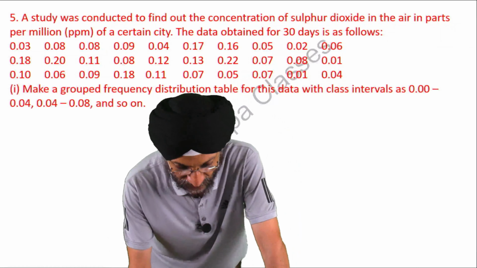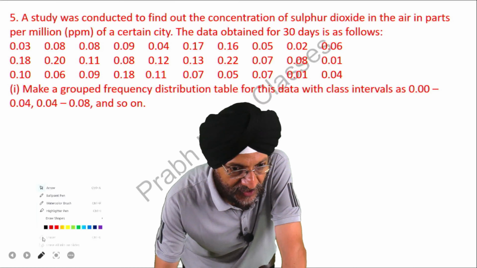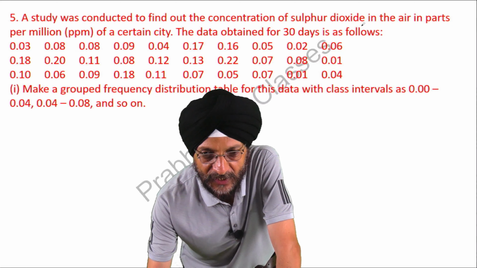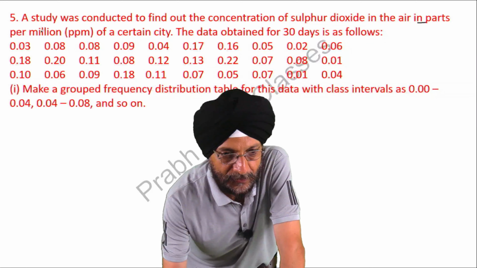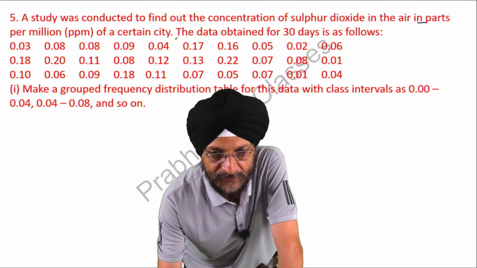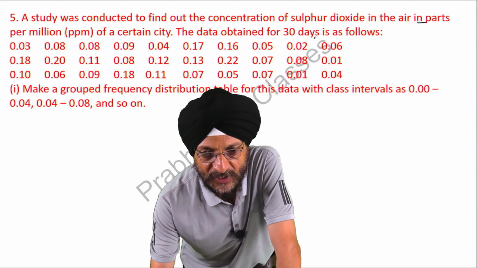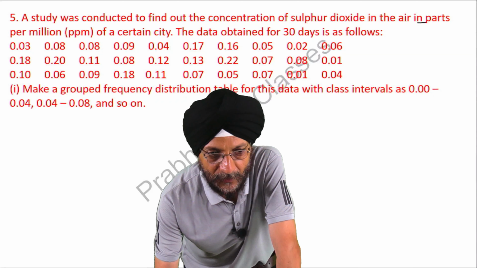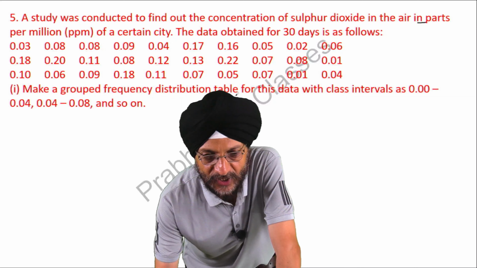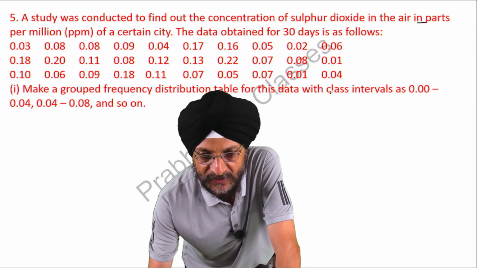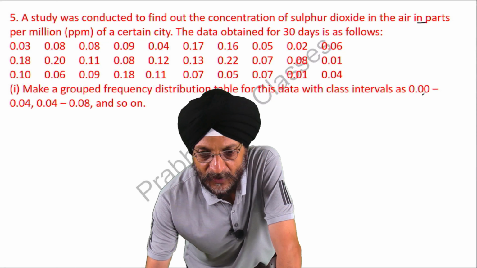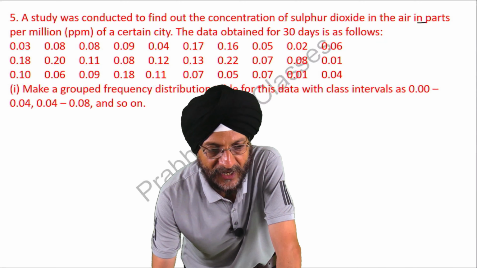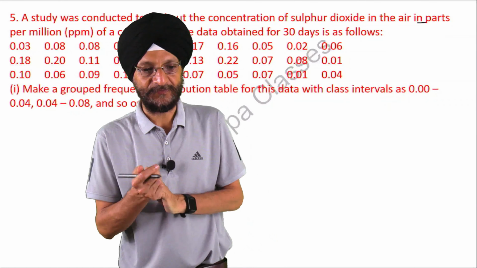Now the question before us is, a study was conducted to find out the concentration of sulfur dioxide in air in parts per million of a certain city. The data obtained for 30 days is as follows: 0.03, 0.08, and so on. Make a group frequency distribution table for this data with class intervals as 0.00 to 0.04, 0.04 to 0.08, and so on.